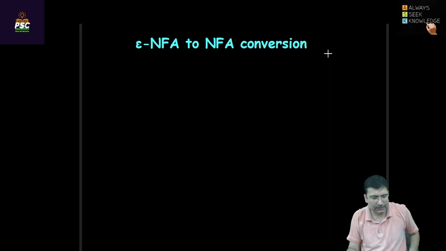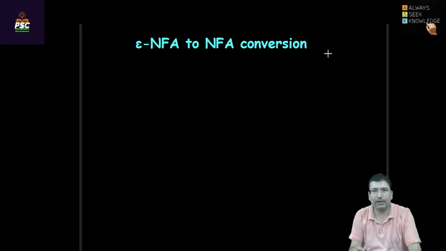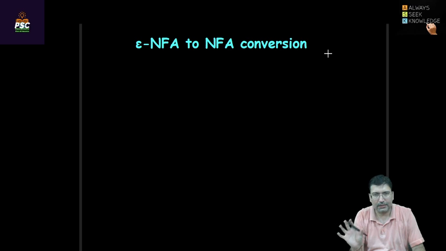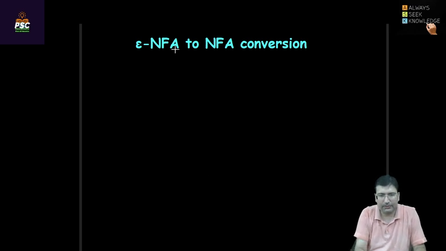In the previous class, we discussed the conversion of NFA to DFA. There are two types of NFA. We have already discussed epsilon NFA and NFA. In epsilon NFA, there will be at least one epsilon transition. Epsilon or null transition, we can also say.